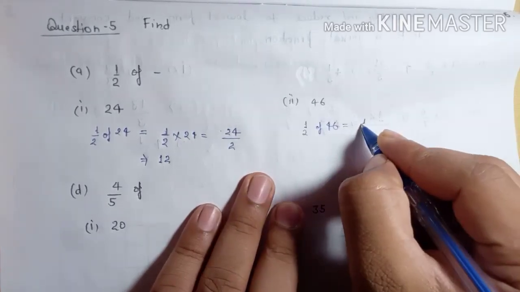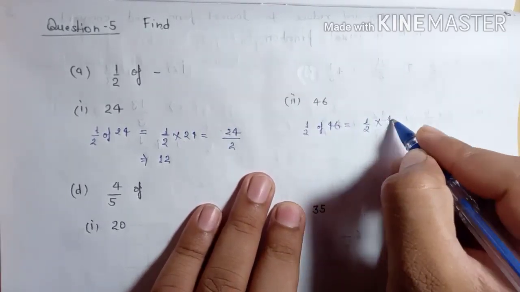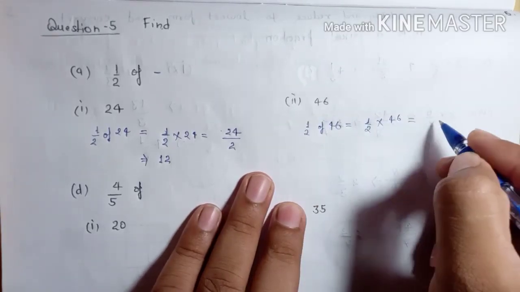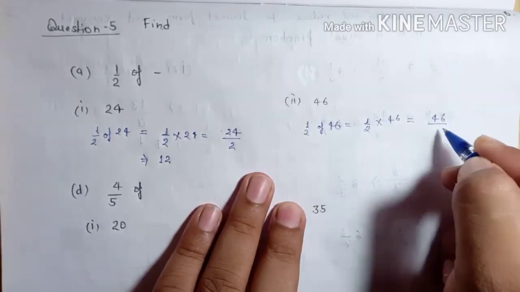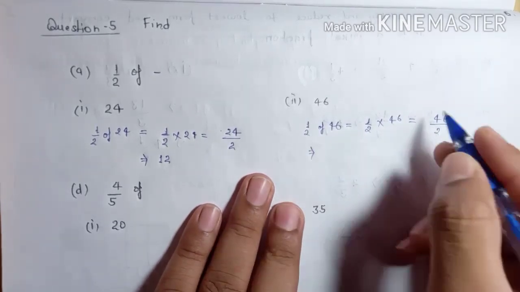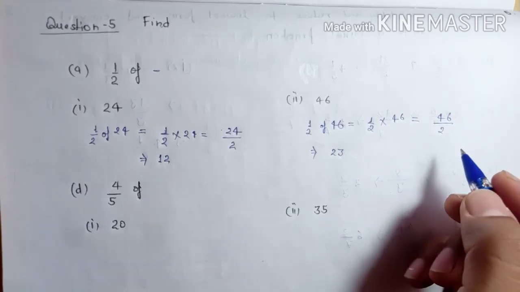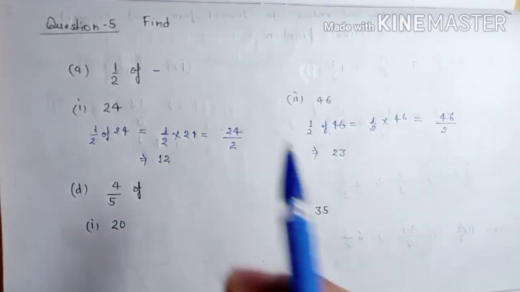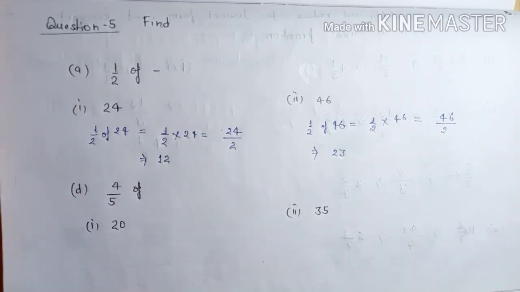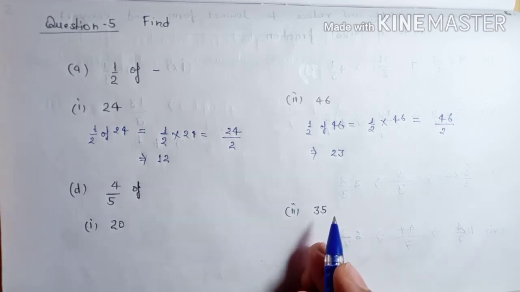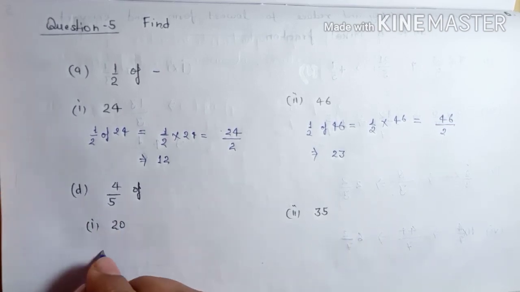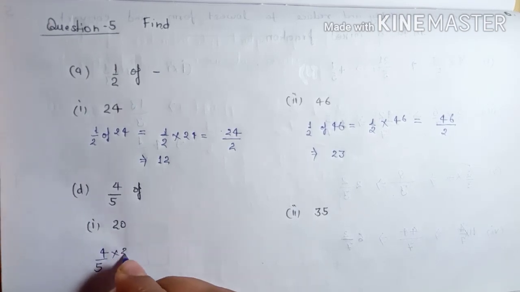Again find 1 upon 2 of 46. We have 1 upon 2 into 46. Multiply this 1 and 46, you will get 46 upon 2, and our result is 23. Okay, so if you have to obtain 1 upon 2 of a number or any fraction of a number, multiply that number and fraction. 4 upon 5 of 20 and 35. So we have to multiply these numbers, 4 upon 5 and 20.